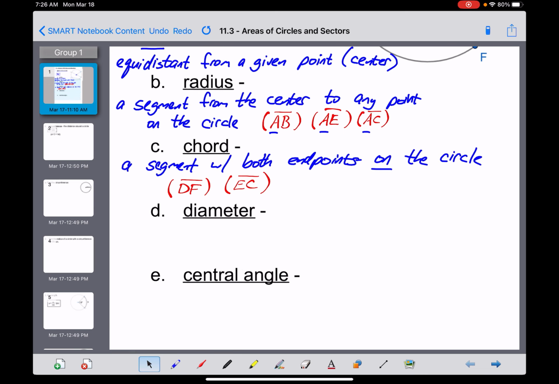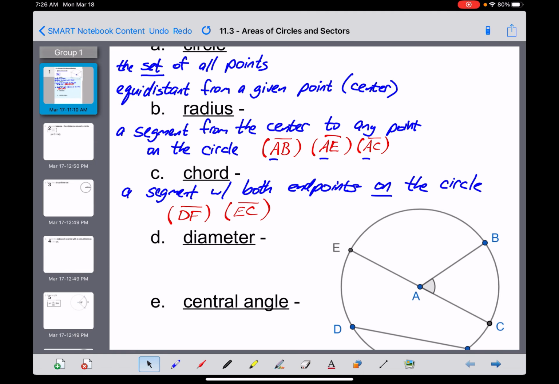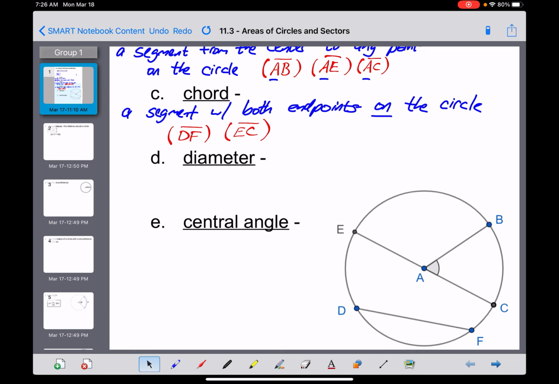Okay, moving right along, guys, I want to define diameter and central angle, but I think it might help us if I move this diagram down a little bit so that we could actually see it. Okay, a diameter, guys, is very simply going to be a chord. So I'm going to stop right there for just a second. The definition we just wrote down for chord, a segment with both endpoints on the circle, applies. But a diameter has one special thing. A diameter is a chord that passes through, or you could say that contains, the center of the circle.